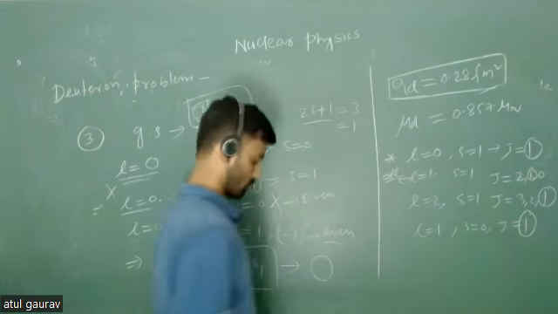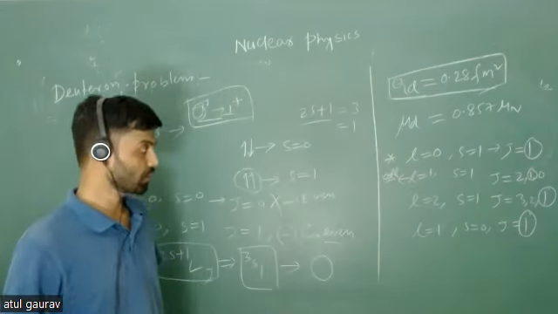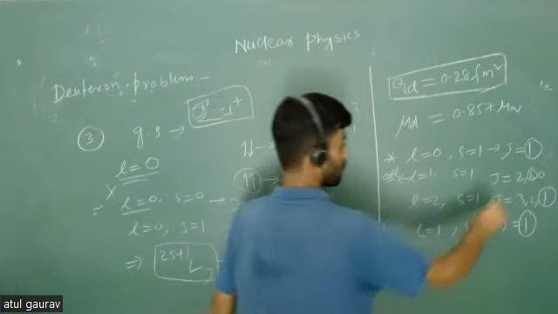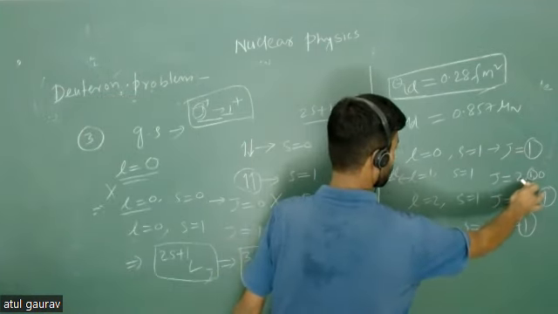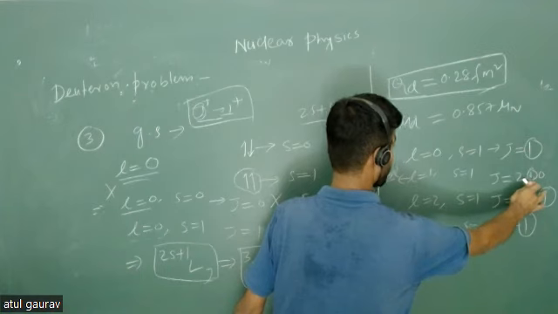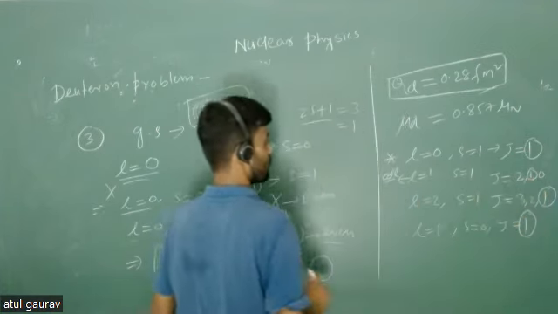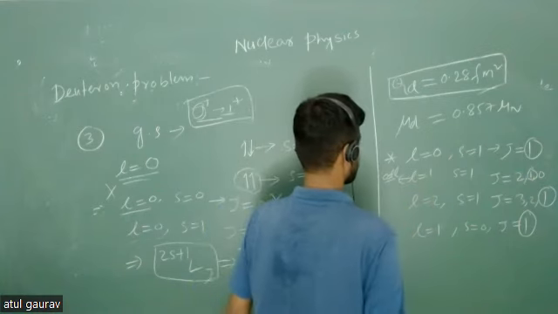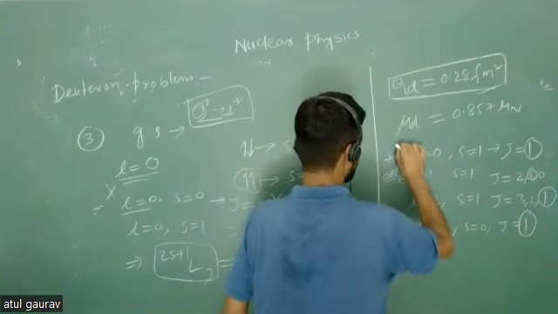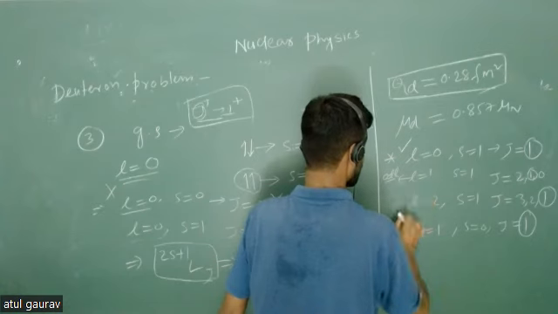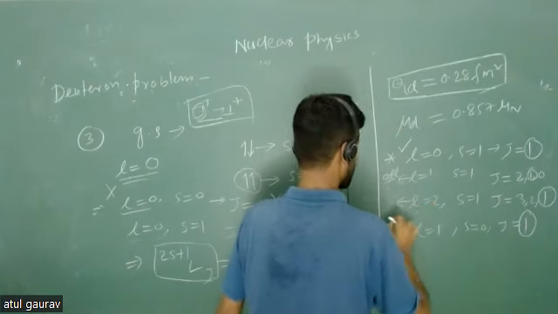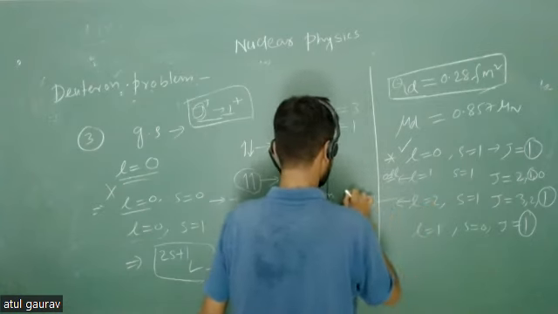So this state is not possible, although the allowed value of J is on, but you have already calculated that the parity of your state is even, right? So this is not possible. Yes, okay, sir. So this is possible, this is not possible, and of course this is possible. Yes, sir.